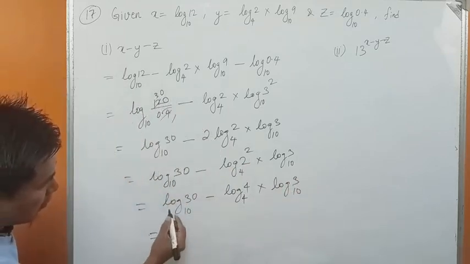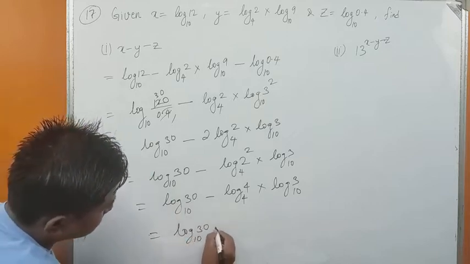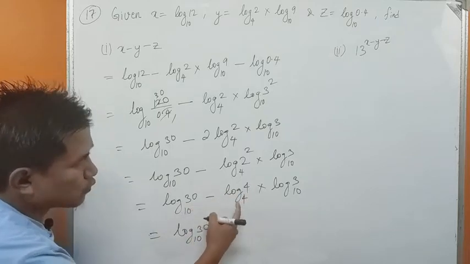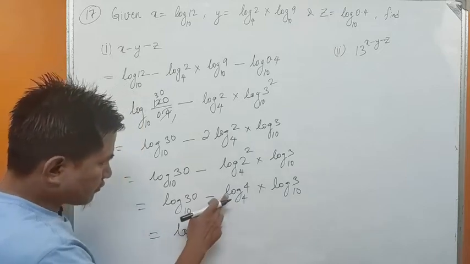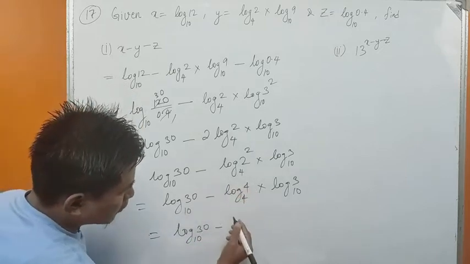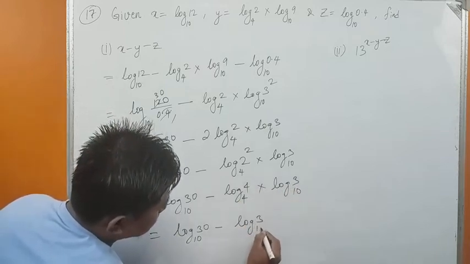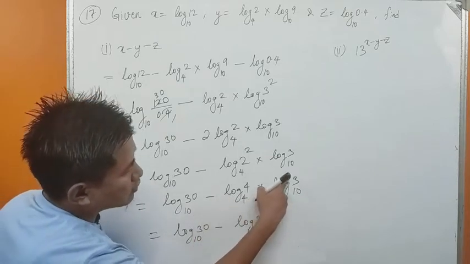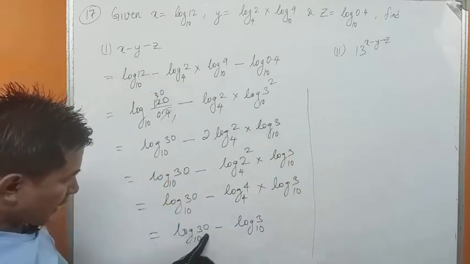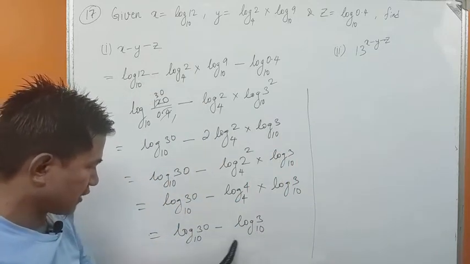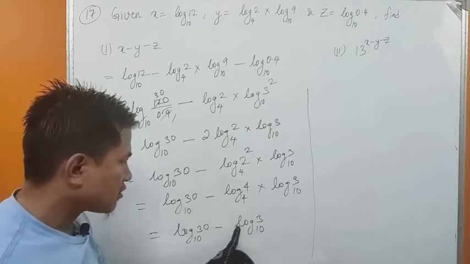Now log 30 to the base 10 minus log 4 to the base 4 into log 3 to the base 10. Log 4 to the base 4 is 1, isn't it? Log of a number with the same base is always 1. So 1 into log 3 to the base 10 is log 3 to the base 10. Now we can write this as log m minus log n, because both of these logs have base 10, isn't it? Log 30 to the base 10 minus log 3 to the base 10.